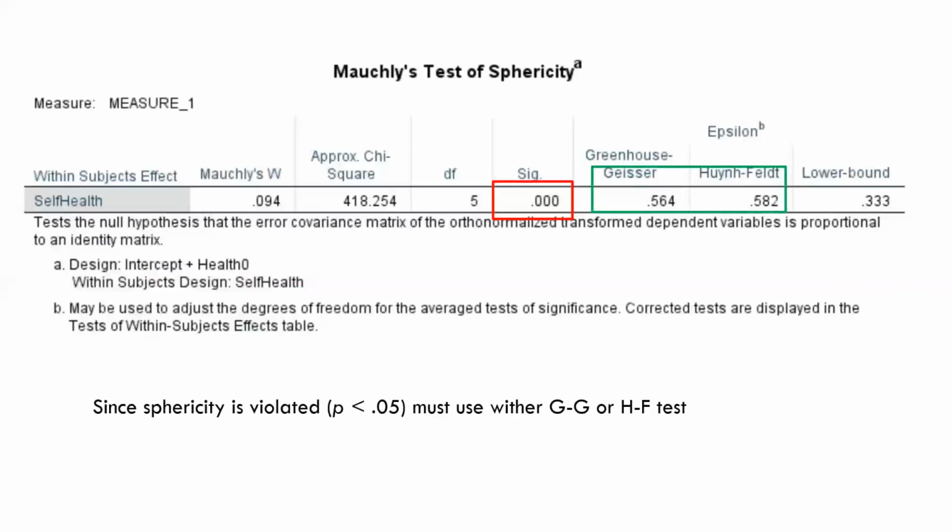So what we're going to do from here is you would use the Greenhouse-Geisser or the Huynh-Feldt, or more commonly the G&G or H&F test. You would use these going down from here on out on different outputs to basically report your data.